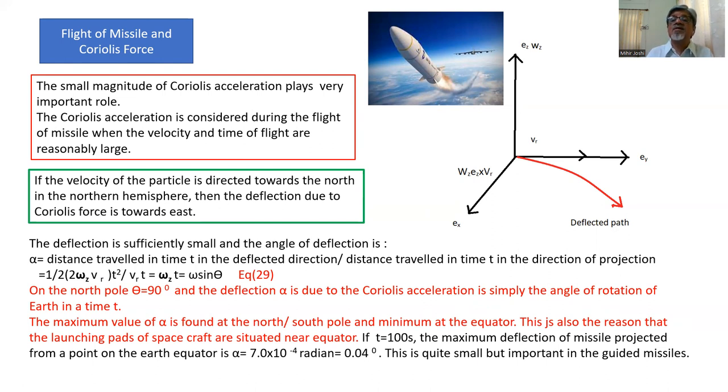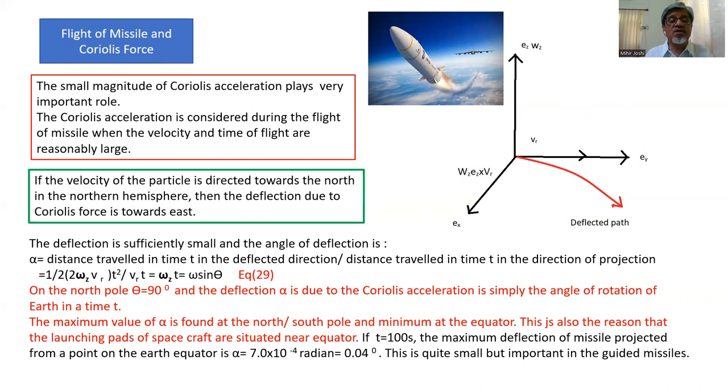And omega Z EZ shows the Z component, and EX is the direction of the X component. So omega Z EZ cross VR is in the X direction, and the path is deflected, and that is shown by the red color curve. So the red color curve shows the deflection due to the Coriolis acceleration.